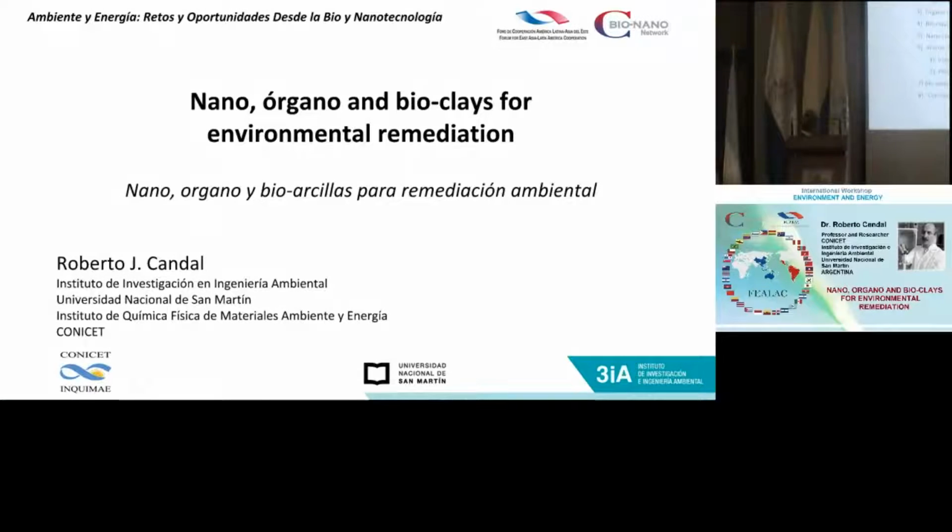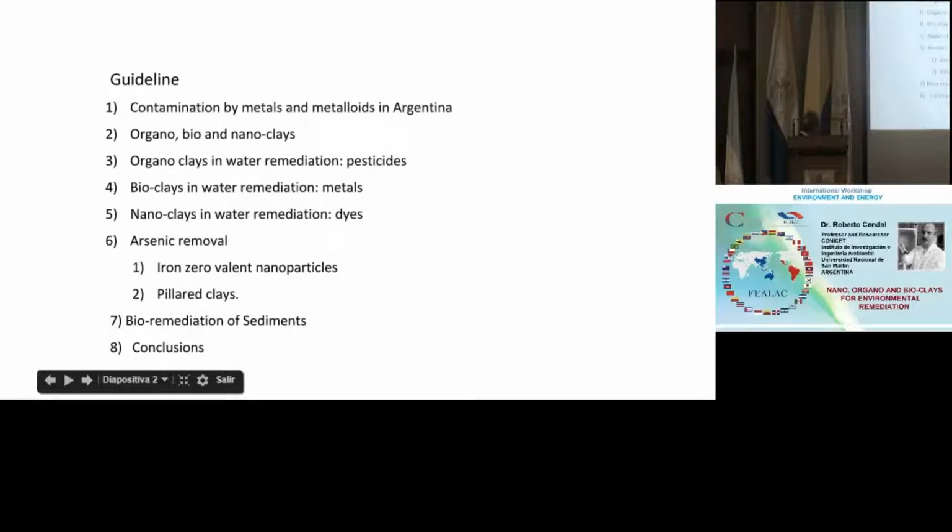This is a guideline of my agenda. I'm going to speak quickly on some topics or items. For example, economic analysis. As you can see, I'd like to tell you about the status of pollution in some cases in Argentina, then after, certain explanations on materials we're developing in my university and my laboratory. Finally, sediment bioremediation.